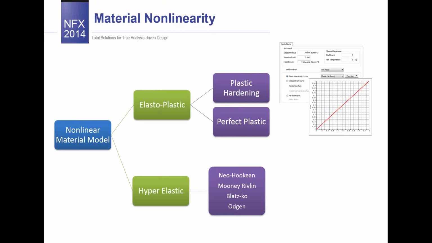The elastoplastic model takes into account the plastic hardening phenomena, and this hardening is described via stress-strain curves. And the second type for the elastoplastic model is the perfect plastic. So when the plastic limit in your material behavior is reached, there is no hardening and we can observe the plasticity.